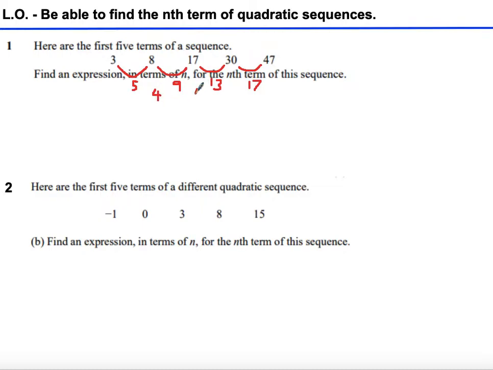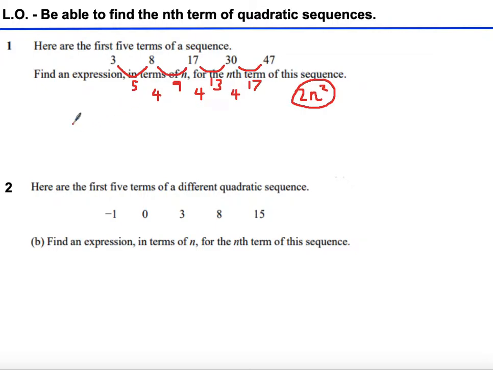And the second difference is going to indicate the coefficient of the n squared. Now, what we need to do is we need to divide this second difference by 2. 4 divided by 2 is 2, so it's 2n squared, which we now know is part of our sequence.